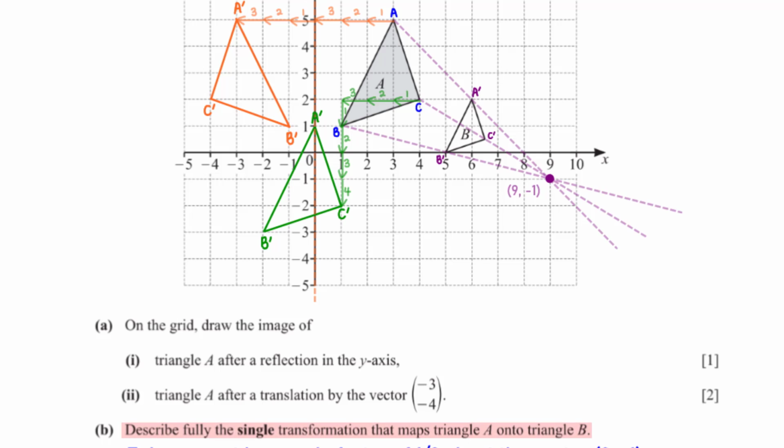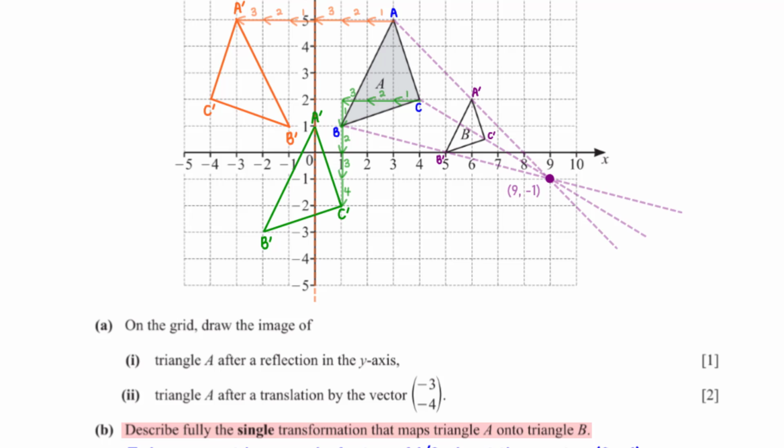Describe fully the single transformation that maps triangle A onto triangle B. When we look at both triangles A and B, we can tell straight away that this is an enlargement by a scale factor of half because each of the sides of the image, which is triangle B, is half its corresponding sides in triangle A. This is a positive scale factor because the two triangles have the same orientation.